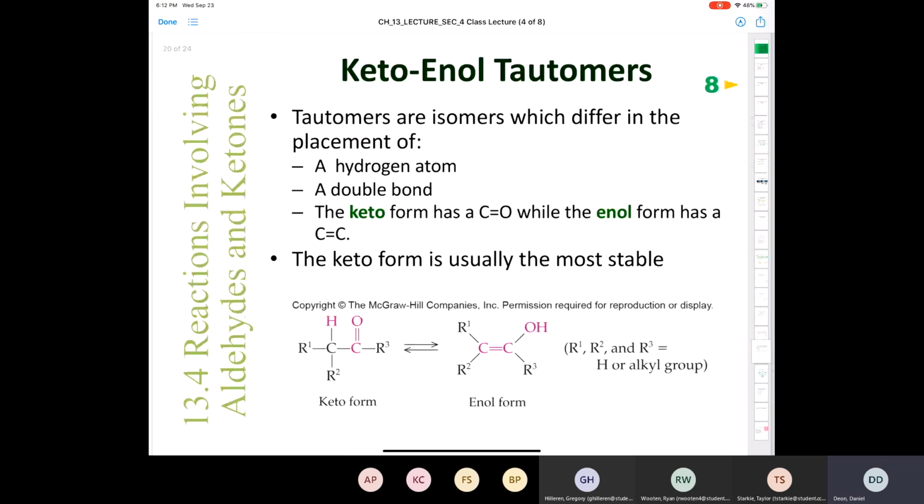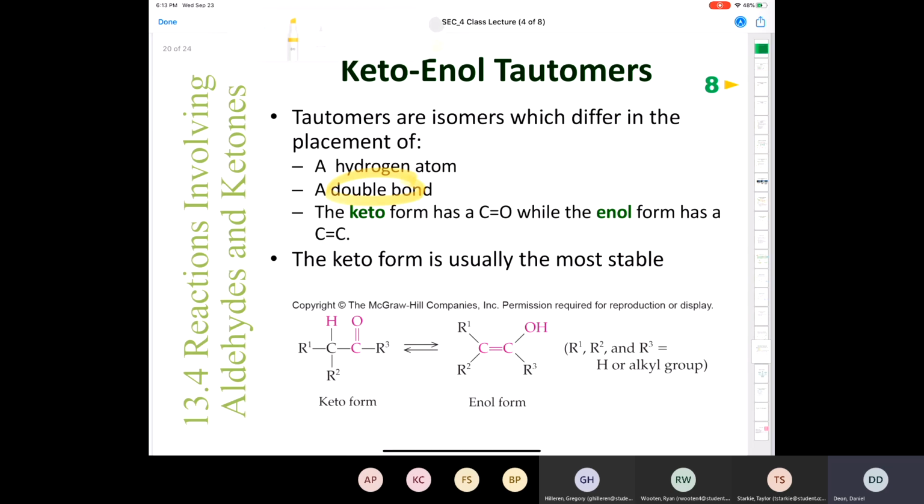We're getting close to the end here, but before we wrap up section 13.4, I need you to know what a keto-enol tautomer is. Tautomers is probably a new word to most of you. Tautomers are isomers. It's a special type of isomer which only differs in the placement of a hydrogen atom and a double bond. We change those two things and we get what are called keto-enol tautomers. Now the keto form, as you could probably guess, has a carbonyl in it, right? Because keto, ketone, right? Ketones have a carbonyl, okay? Whereas the enol form has the double bond.